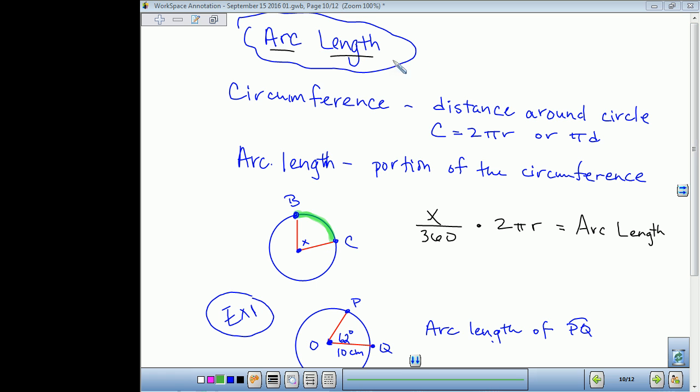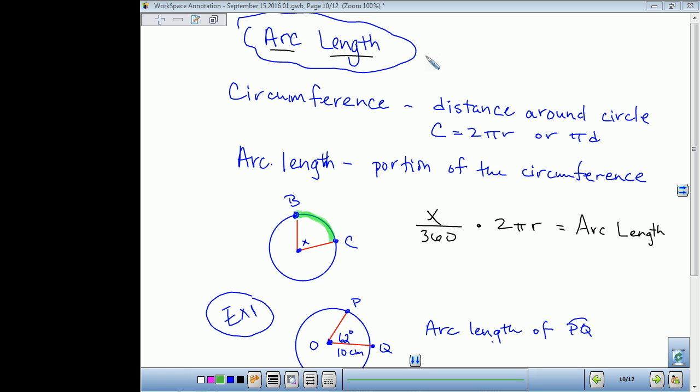So let's talk about what arc length is. Well, when we talk about circumference, that's the distance around the whole circle. Arc length is just a portion of the circumference. So if I took a tape measure out and wrapped it around the circle and measured the distance, that is arc length. Now that's different than arc measure. Arc measure tells you how many degrees out of 360. Arc length is actually a measure of length. Centimeters, inches, feet, length. Okay?